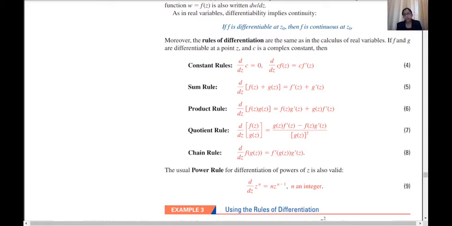So, there is one more thing, that is the power rule: d by dz of z raised to n is nothing but n into z raised to n minus 1, where n is an integer. These are the basic rules which we will be using to solve problems when we are asked to find the derivative of a complex function. This is pretty much the same as what we have done in the case of real numbers or real functions.